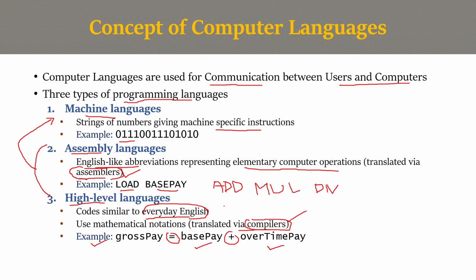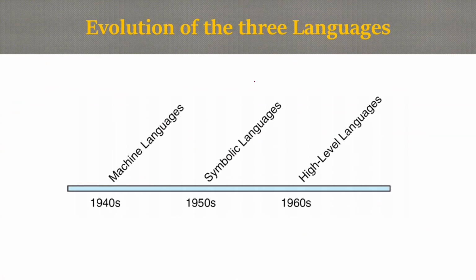Okay, so moving on to the next part, which is the evolution of these three languages. Now let us see the evolution of the three languages, which are the machine language, the symbolic or assembly language, and the high level language. In the 1940s, the evolution of these languages started. So the inception of the development of machine languages started from the 1940s. Then as time progressed, in the 1950s, the development of assembly language or symbolic language started. And as time progressed even further, from the 1960s, the development of high level languages started.